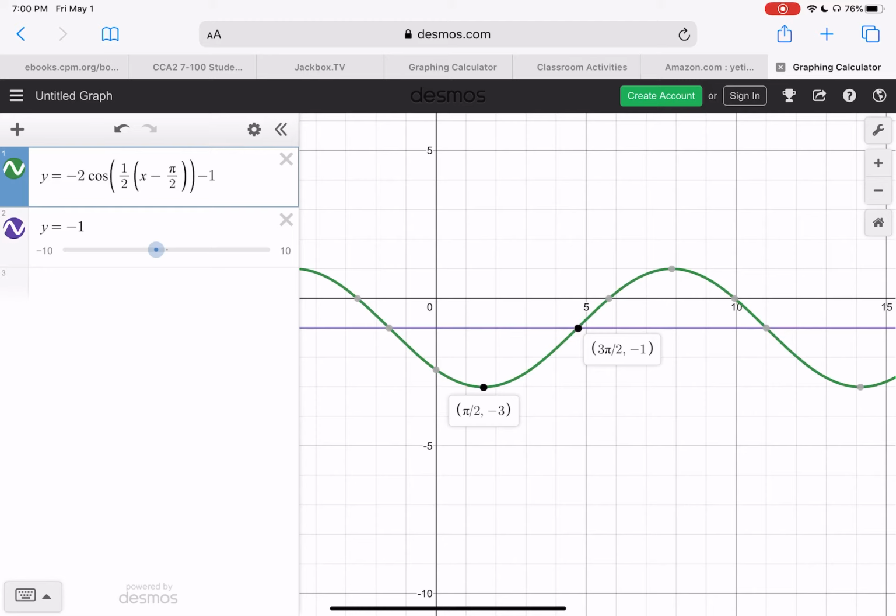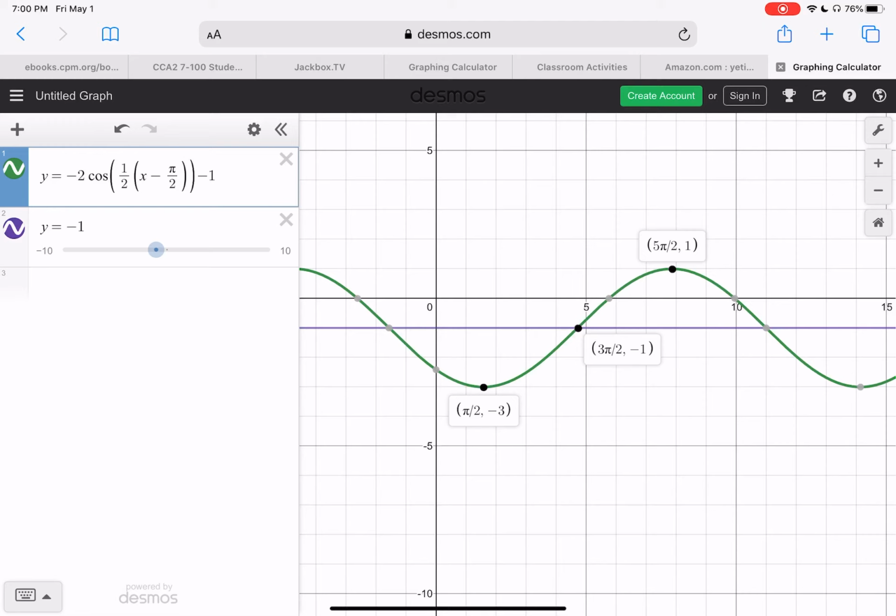Now let's check my amplitude. The distance from -3 to -1 is 2. The distance from -1 to 1 is 2. So yes, my amplitude is in fact 2.